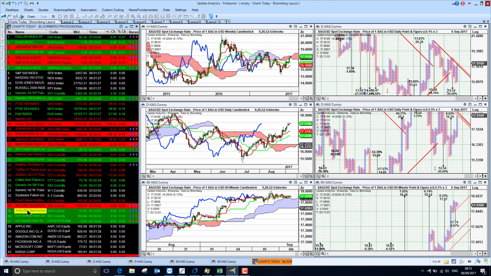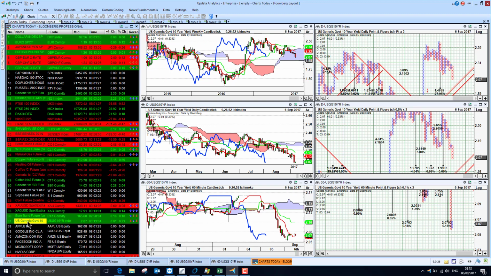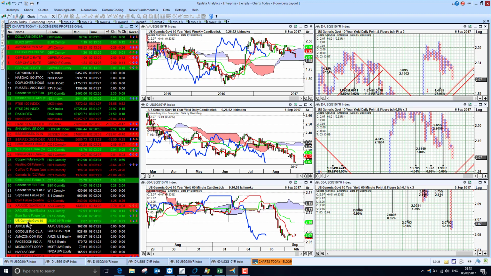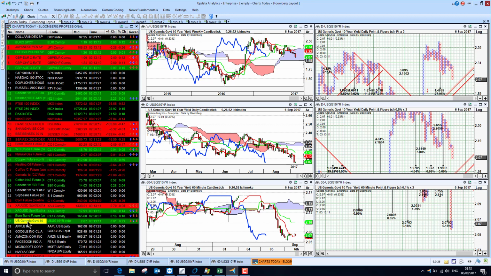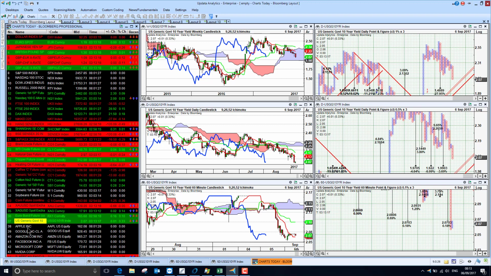Silver also looking strong. US 10-year yields sitting at 2.07%, so falling away there with a weaker dollar. So yields just looking bearish. Outlook for US interest rates sentiment is that they won't be rising any further soon.